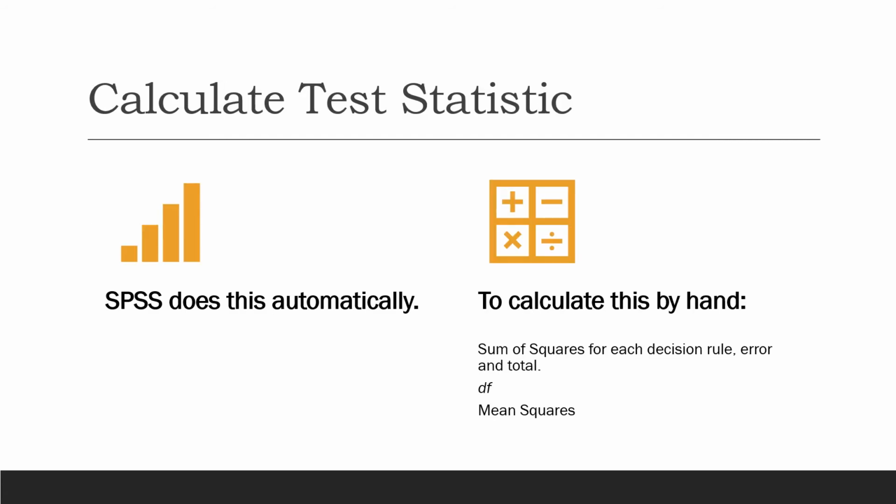Calculate test statistics. Fortunately, SPSS does this automatically. However, you can calculate it by hand if you want. You will need the sum of squares for each decision rule. You will need your error and your total. And then you need the DF for each, and you need the mean squares for each.